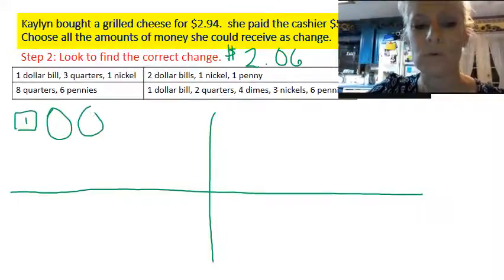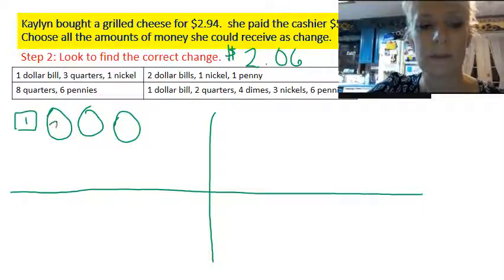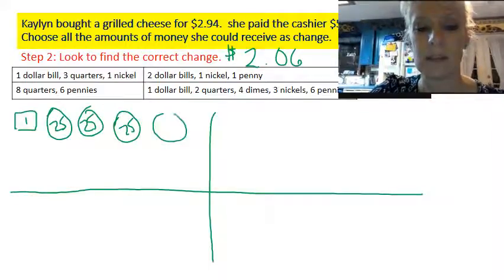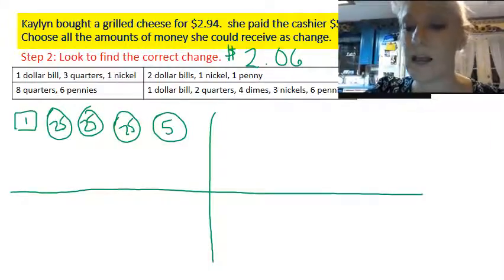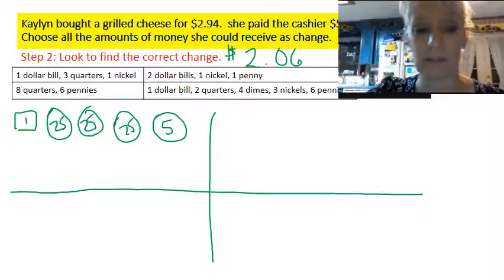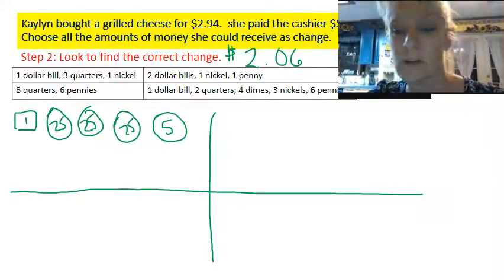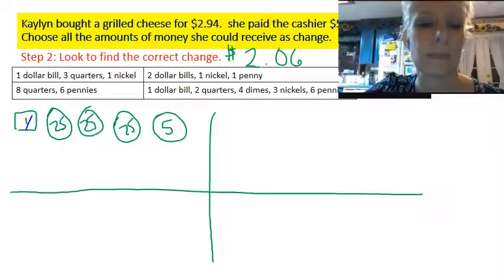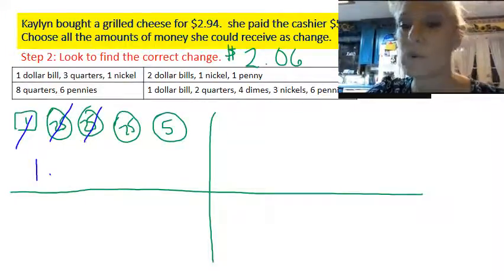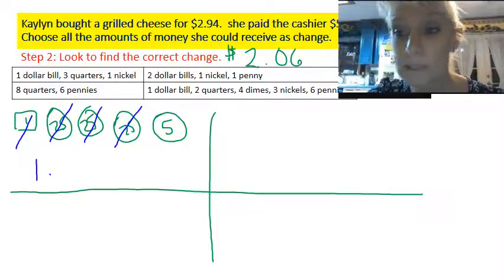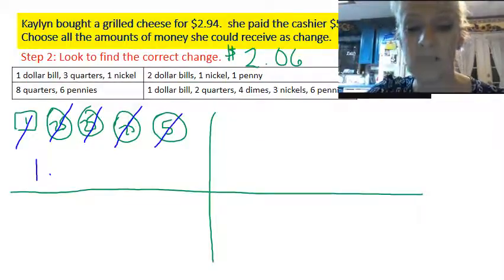There's 3 quarters, 1, 2, 3. I'm going to write 25 cents inside each one of those because that's the value of that coin. Then I have a nickel. I'm ready now to start counting it. When I count them, I like to cross them off so I make sure that I got them all. This is $1, 25, and 25 more makes 50, 25 more makes 75, 5 more makes 80.